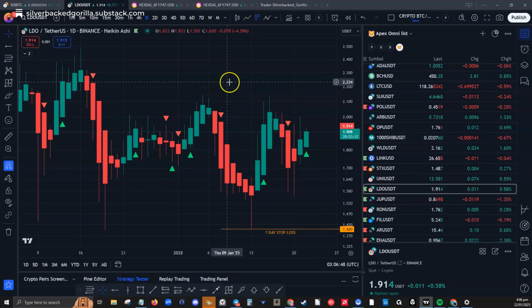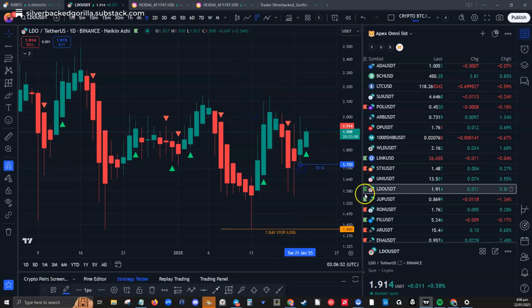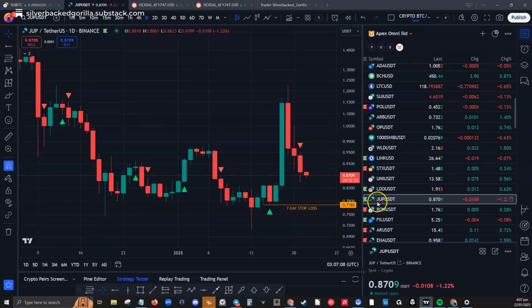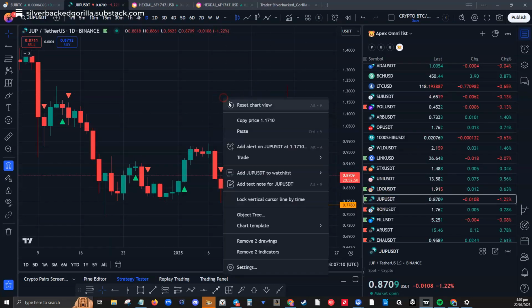Lido. Okay, so we have long on the week, long on the day. Long indicator just triggered, and on the normal candles, yeah, engulfing candle here and continuation. That's looking strong. I would definitely consider that for a long. Jupiter.